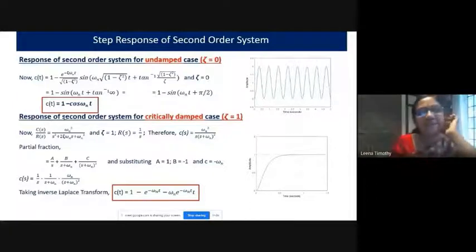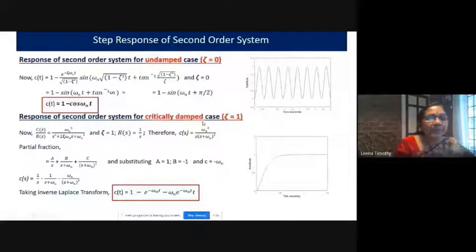Response of a second order system when theta is equal to 1 is known as the critically damped case. So c of s by r of s is equal to omega n square divided by s square plus 2 theta omega n s plus omega n square. Here theta is equal to 1, so put theta in this expression.